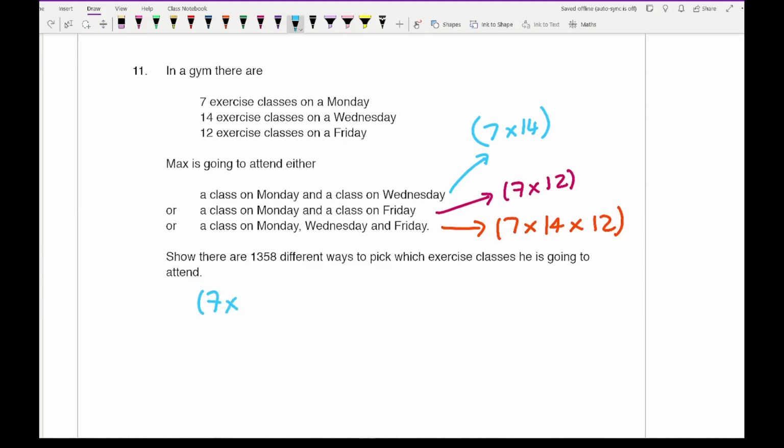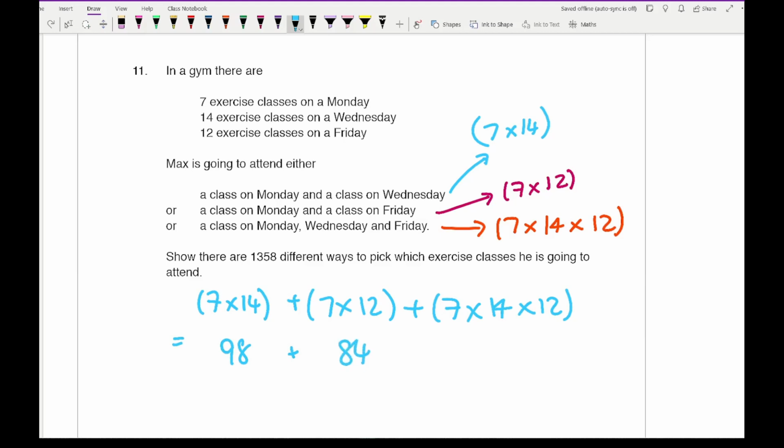So I've got 7 times 14 plus 7 times 12 plus 7 times 14 times 12. And if I work those out individually, I've got 7 times 14, which is 98, plus 7 times 12, which is 84, and 7 times 12 times 14, which is 1176. Then if I add all of those numbers up, I get an answer of 1358.